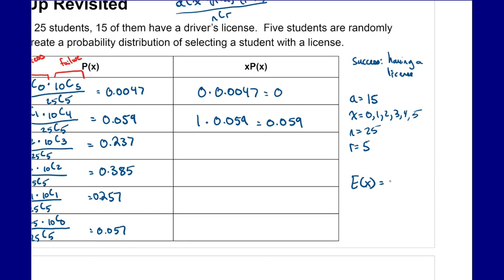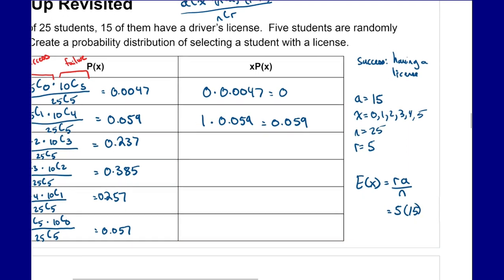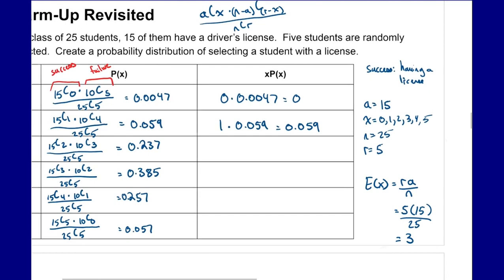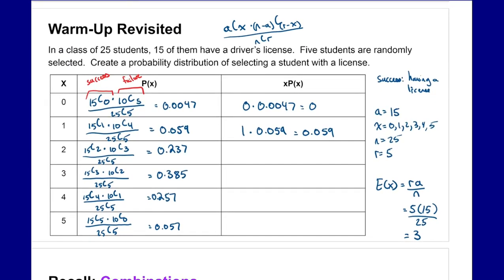The expected value is equal to RA over N. So the number of trials, 5, times the number of successes, 15, divided by the total number of options, 25, which gives us 3. So in our group of 5, we would expect to have 3 students that had their license, which makes sense. We look at our probability distribution, it is the highest there, so that might be what we expect to happen.